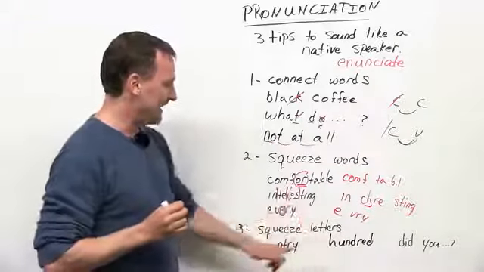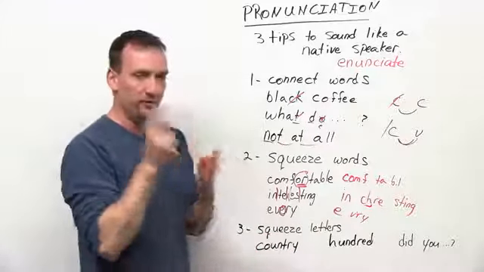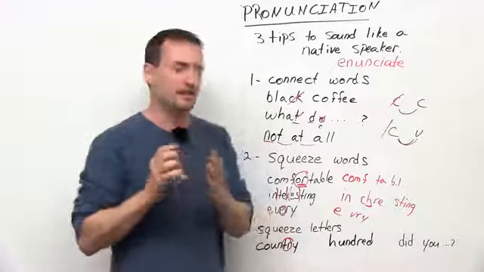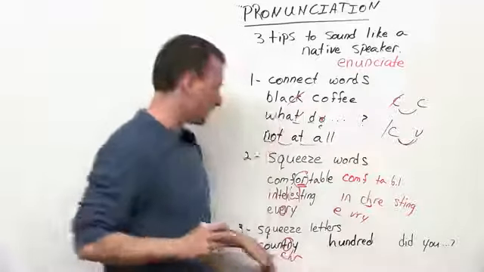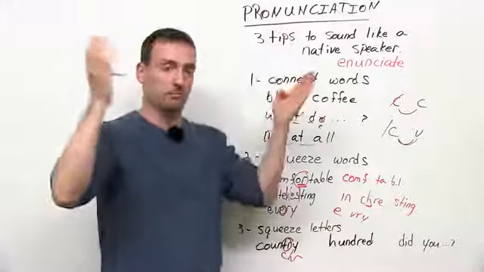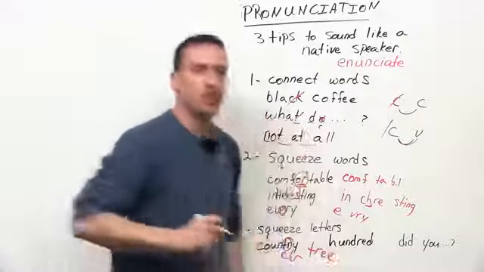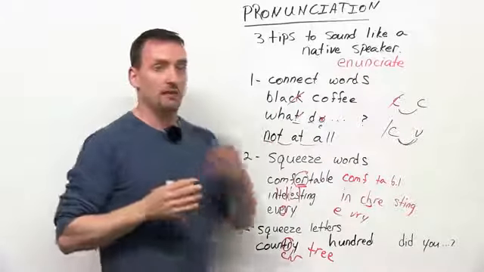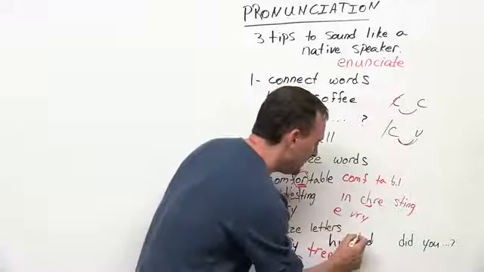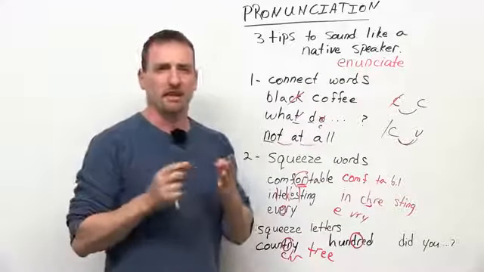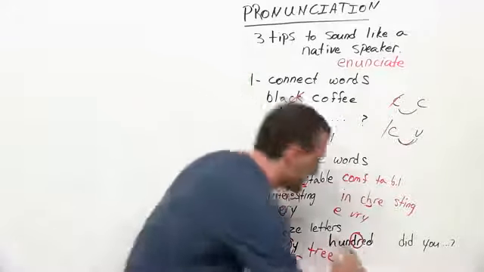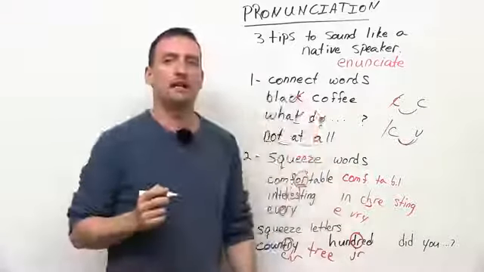Okay? Last, squeeze letters. Now, this is particularly true for a few letters. When we have TR together, it usually sounds like CHR. So we don't say country. We say country. Like a tree that grows, but even a tree is tree. Okay? If you go out with your friends, you go out for a treat. Okay? Another one is DR. DR also doesn't really sound like DR. We don't say hundred. It's too difficult for the tongue to make the quick switch. So this sounds like JR.